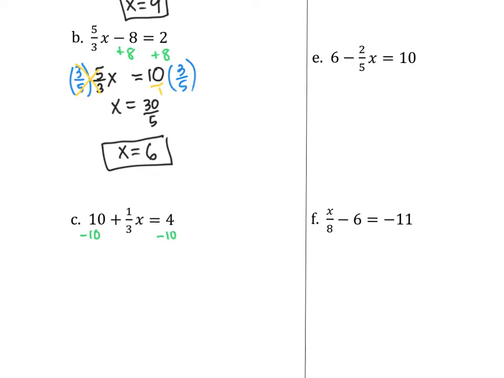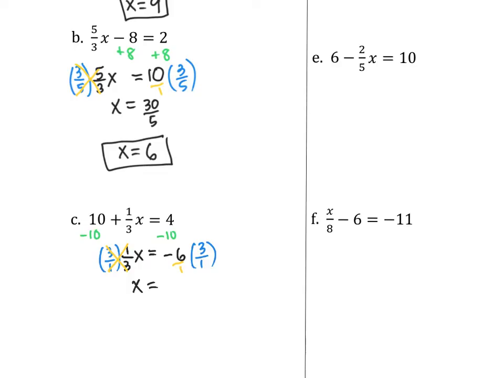The 10's cancel, so I'll bring down 1/3 x equals 4 minus 10. I can't really do 4 minus 10, but 10 minus 4 is 6, so 4 minus 10 is negative 6. I want to cancel the 1/3, so I'm going to multiply by 3/1. I'll do the same thing on the right side. Remember, if I did it right, 3 cancels, 1 cancels. You don't have to put the 1, but it helps me keep track, so I go ahead and use it.